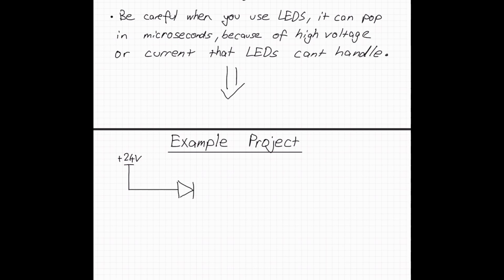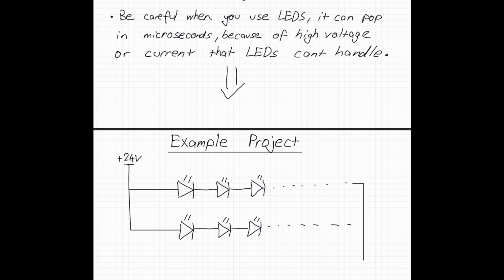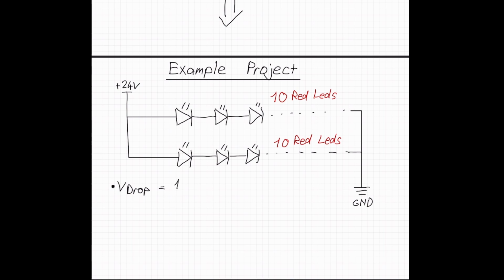Let's assume that we have 24 volts of power input. We put our LEDs in series and also in parallel, and we have a common ground line. Let's assume that we have 10 red LEDs in each parallel branch, so 20 in total: 10 in series, 2 in parallel. Let's calculate the voltage drop of these LEDs. 10 multiplied by 2 is 20 volts. So 24 volts minus 20 volts, 4 volts is still left in the circuit.